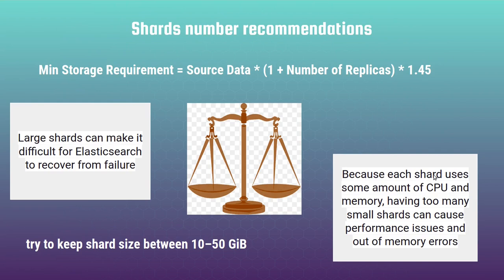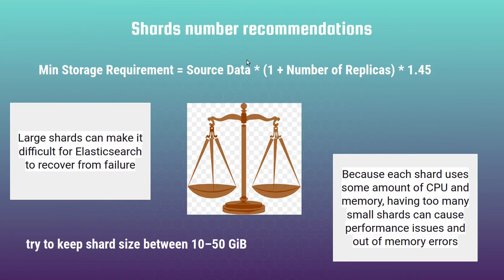From another side, because each shard uses some amount of CPU and memory, having too many small shards can cause performance issues and out-of-memory errors. In other words, shards should be small enough that the underlying Elasticsearch instance can handle them, but not so small that they place needless strain on the hardware. There is a golden rule that appeared from practice, and you can find that recommendation in different sources. Try to keep your shard size between 10 and 50 gigabytes. Remember that insufficient storage space is one of the most common causes of cluster instability.